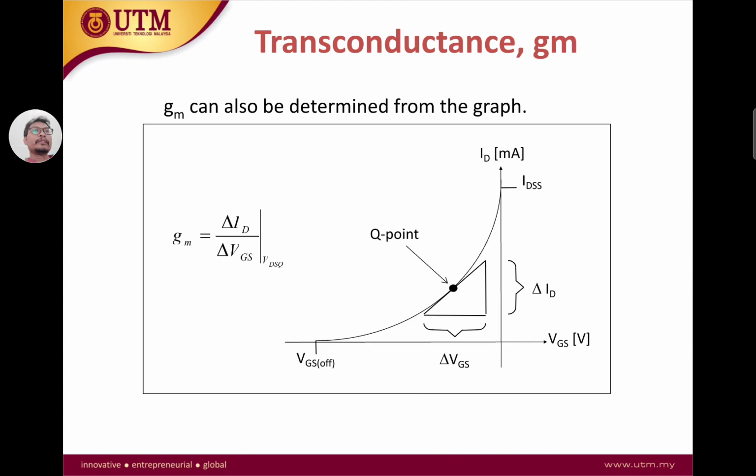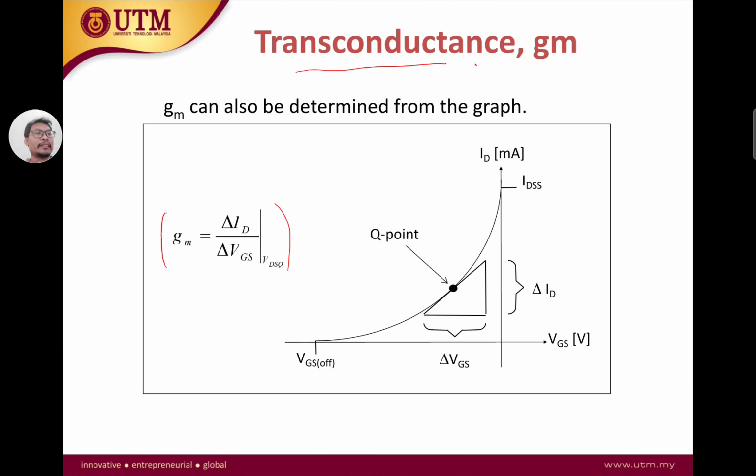gm is known as the transconductance of the MOSFET, and gm can be determined from the graph, but the equation is simply that gm is the rate of change of the drain current ID over the rate of change of the VGS. So gm is the rate of change of ID over VGS.